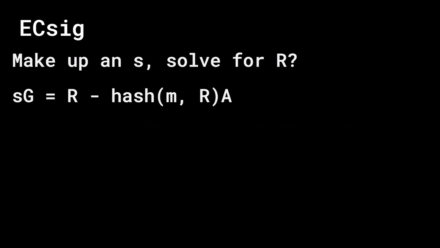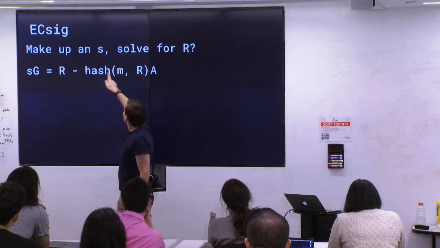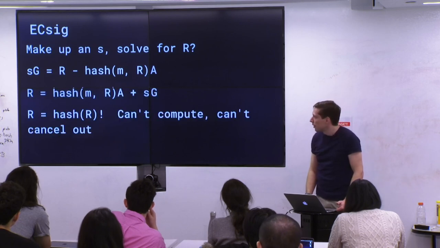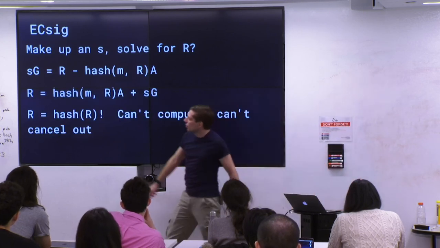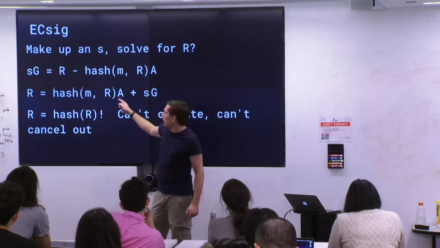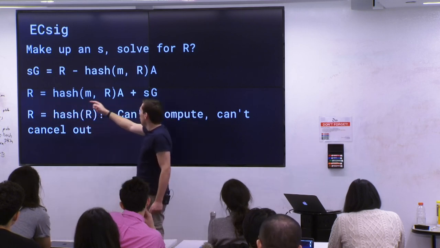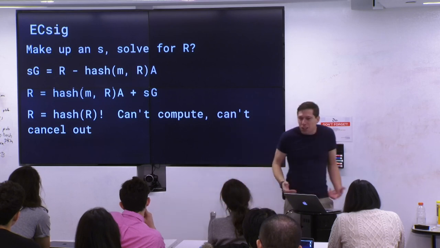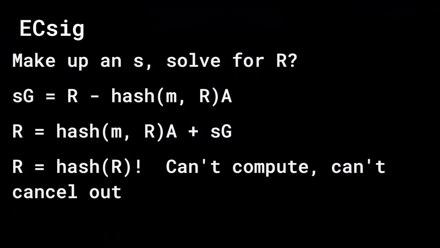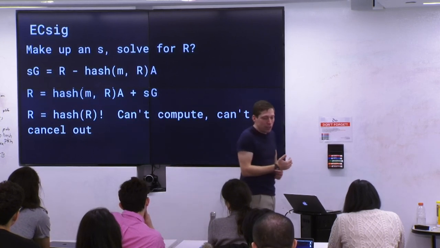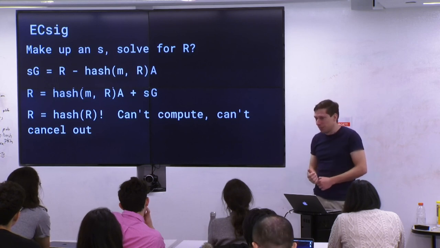The basic problem is if I make up an S and solve for R, right? I can say, well, I know what R is, but the thing is R is in the hash function as well. It's the one-wayness of the hash function that actually breaks this. So I say, well, let me solve for R. Well, R is the hash of M and R times A plus S times G. If I can come up with a valid R here, I can do this. The problem is R is defined by the hash of R in this case. I can't compute this and I can't cancel this out. So I need to solve for R, but it's already in here, like I'm stuck. If I don't know K, I can't come up with a signature either.